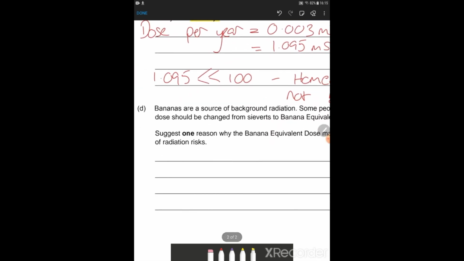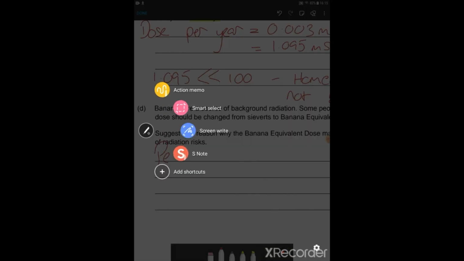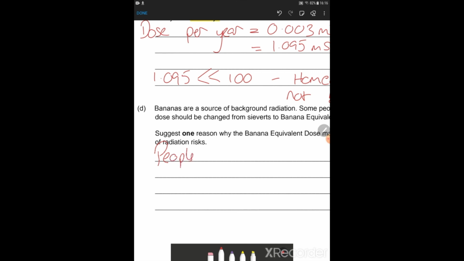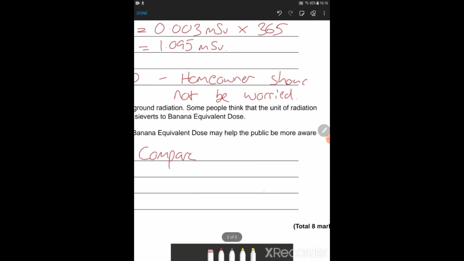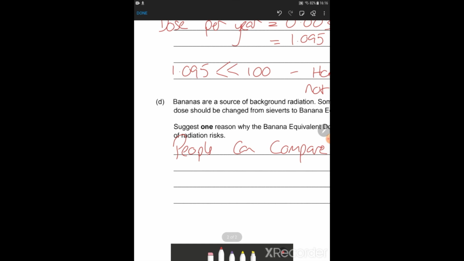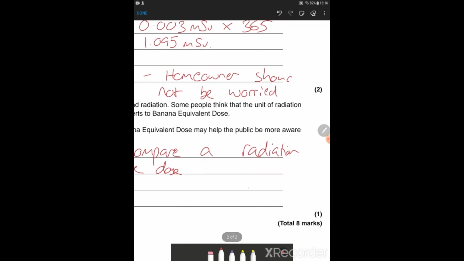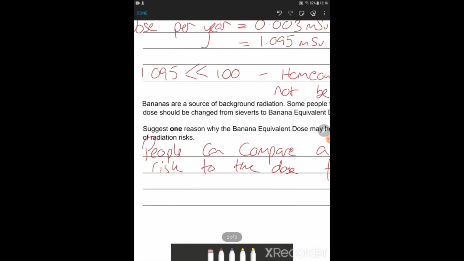Let's go ahead and zoom in and write that answer in. So people can compare a radiation risk to the dose from eating bananas. Okay. And that concludes our video.